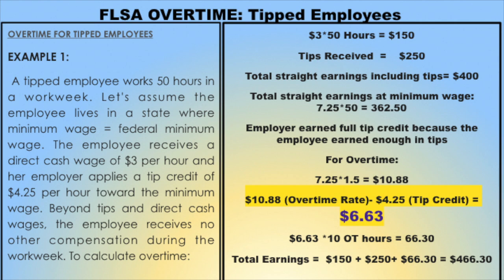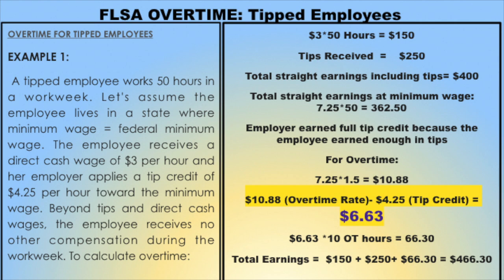The FLSA permits employers to pay tipped employees a direct cash wage as low as $2.13 per hour, provided the employee's direct cash wages plus tips equal or exceed the federal minimum wage, which is currently $7.25. In such cases, the employer takes a tip credit towards its minimum wage obligation equal to the difference between the required direct cash wage and the federal minimum wage. And the maximum amount of tip credit that the employer can take is $5.12 an hour.